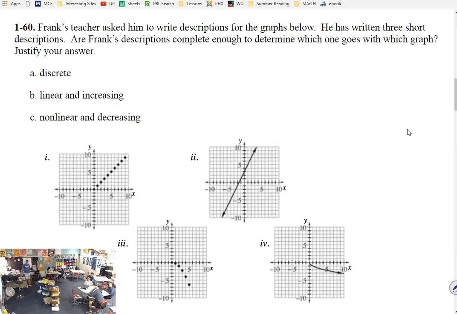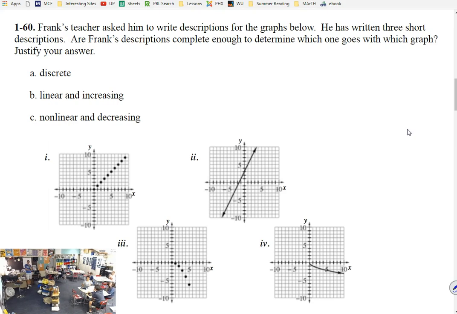We only have 4 graphs to choose from, so we don't have unlimited opportunities. Does this let me figure out each graph he's describing? Graph A. No. What's wrong? There are multiple discrete ones, and it just says discrete, so it doesn't say anything else about it. It doesn't say if it's going negative or positively. There's multiple discrete ones.